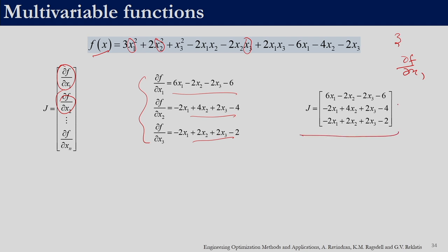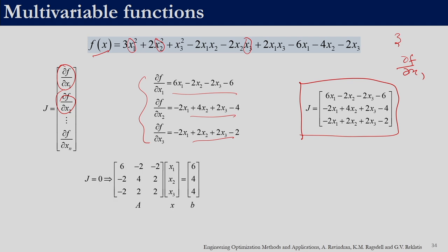So this is our Jacobian now, and it has to be equated to 0. If we see, it is a simultaneous linear equation, right? So this can be written as 6x1 minus 2x2 minus 2x3 is equal to 6, and the rest of the two equations also can be written.